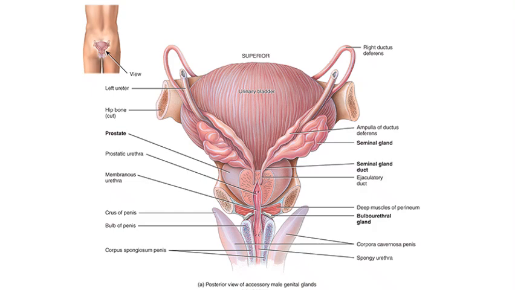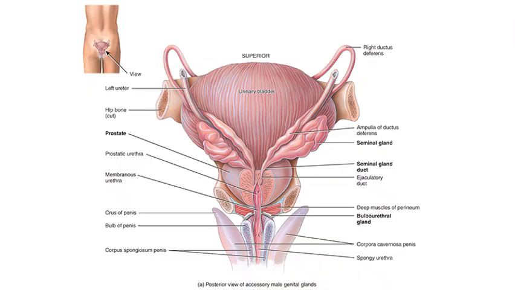Now, the last one, the bulbourethral glands. These are about the size of peas, and they're paired. There are two of them, located inferior to the prostate on either side of the membranous urethra, within the deep muscles of the perineum. During sexual arousal, these glands secrete an alkaline fluid into the urethra that protects the passing sperm by neutralizing acids from urine and the urethra.